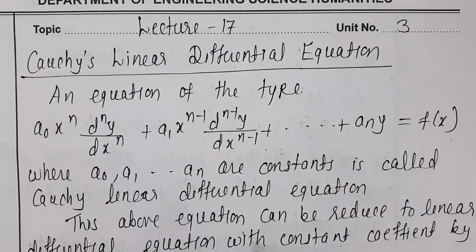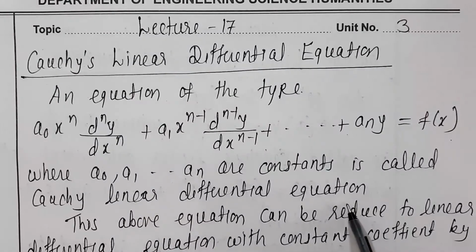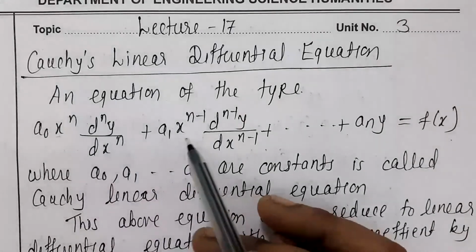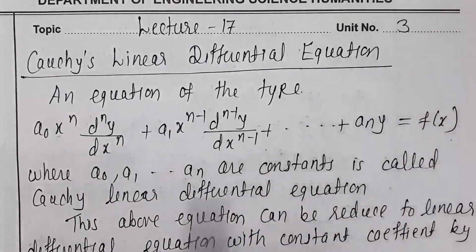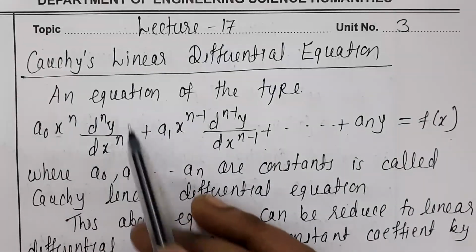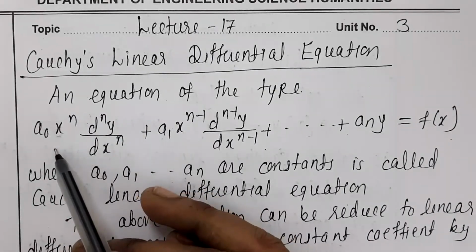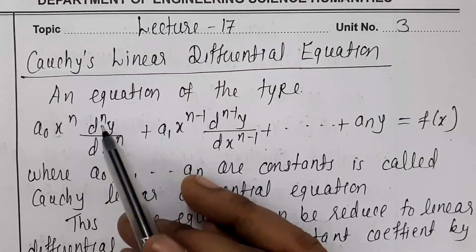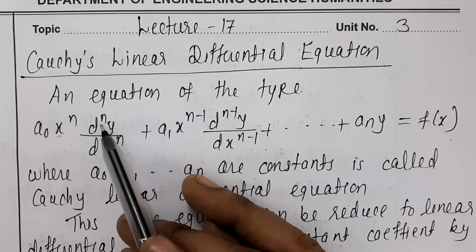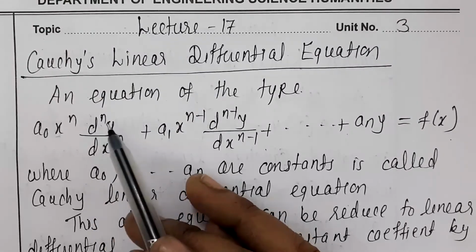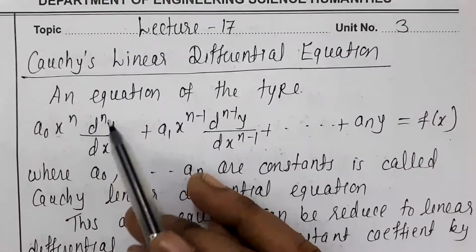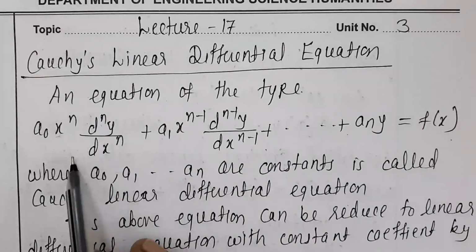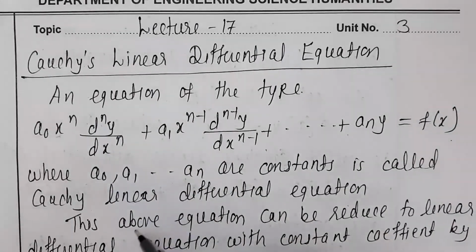Now, what is the difference between linear differential equation with constant coefficients and this? Here we have x to the power n, x to the power n minus 1 and so on. So every differential coefficient is multiplied by x, and the power of this x is the same as the order of the differential coefficient. So if it is d^n y, the order of this derivative is the nth order derivative, so this is also x to the power n. This is Cauchy's linear differential equation.